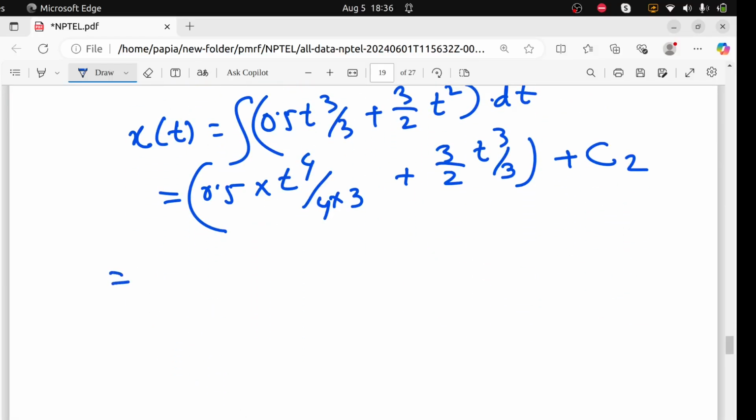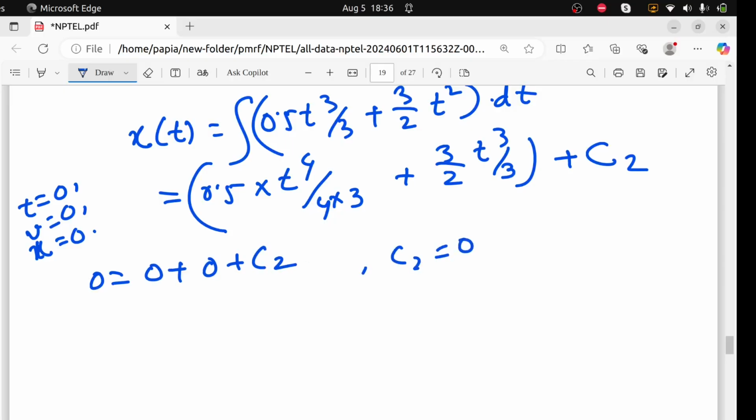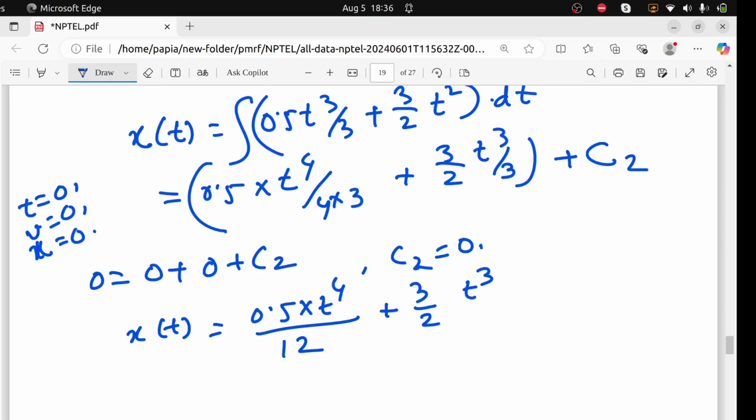But at t equals 0, as v equals 0, x will also be 0. Right? Because x is a function of t. So you can just write x equals 0, then 0 plus c2. So c2 will also come as 0. Now I can write x(t) as 0.5 into t to the power 4 divided by 12 plus 3 by 2 t cube by 3. So I can write it like 0.5 t to the power 4 by 12 plus 1 by 2 t cube.